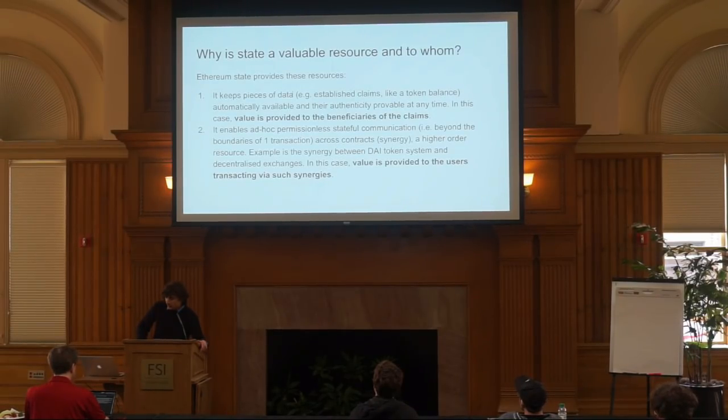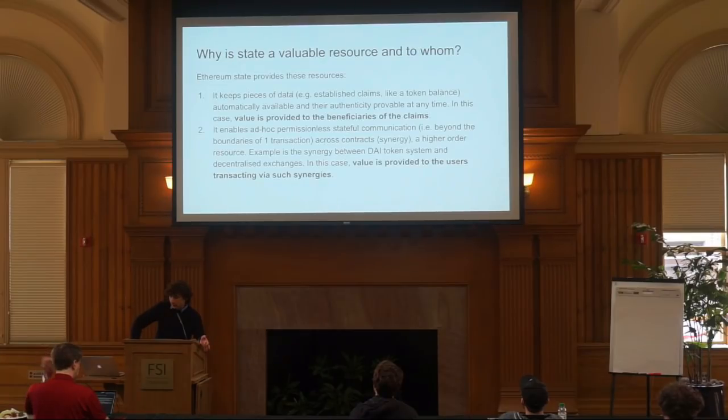So I'm claiming that there are two main values that the state is providing to the applications or to people. First of all, it's the claims. You can keep some sort of claims on the blockchain, and these claims are automatically available and provable. Essentially, the whole network works really hard on trying to keep your claims available for a very long time. And secondly, the state in Ethereum allows this kind of synergy between different smart contracts. This is sort of a higher level value.